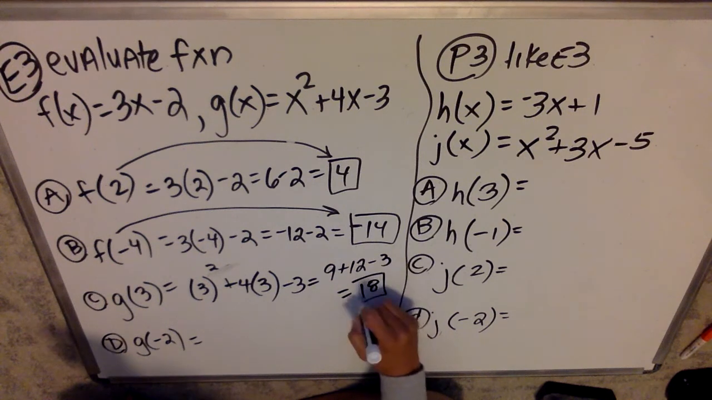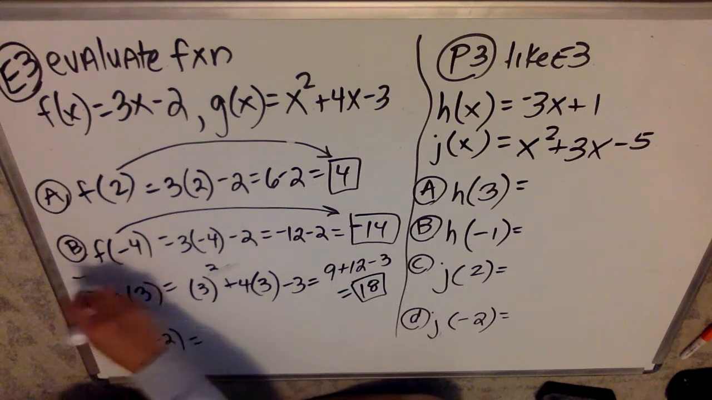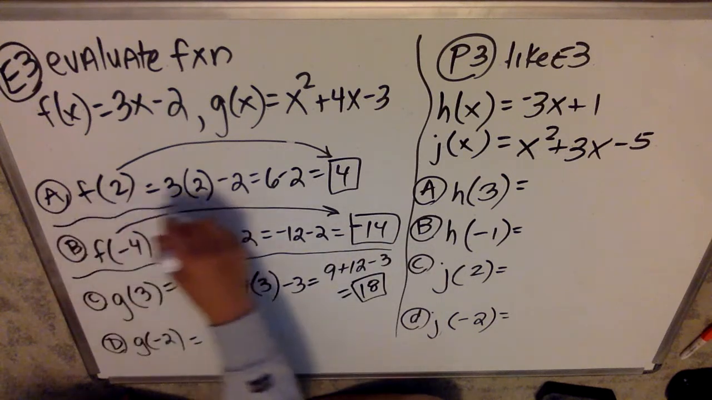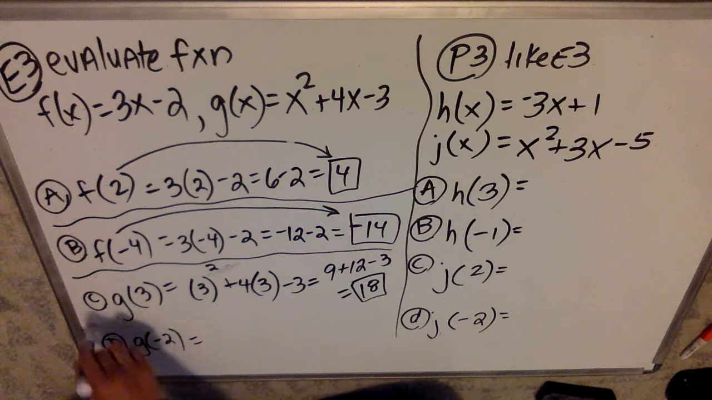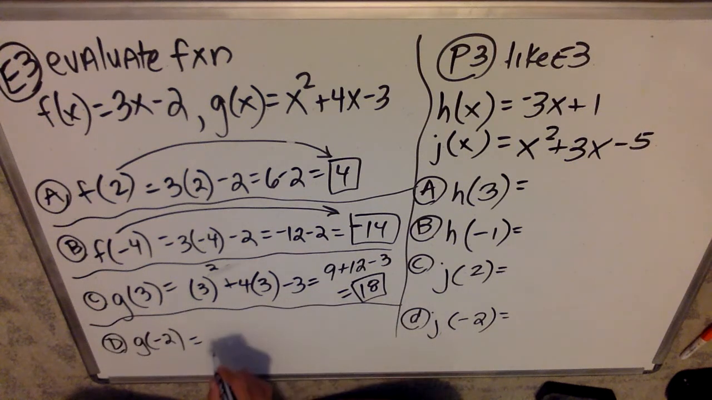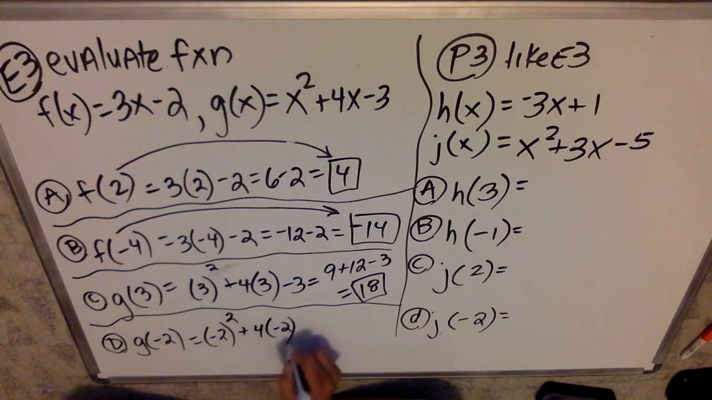And again, if you're jumping straight to that, it's fine. Be careful because it's easier to make mistakes as things get a little bit more complicated. And then for my g of negative 2, again, this is where you have to be careful because we did talk about this with exponents. This is a negative 2 squared. That's going to come out to be a positive 4 plus 4 times negative 2 minus 3.